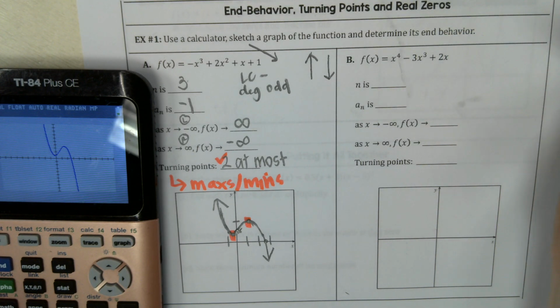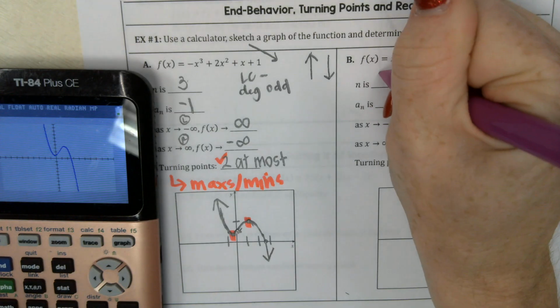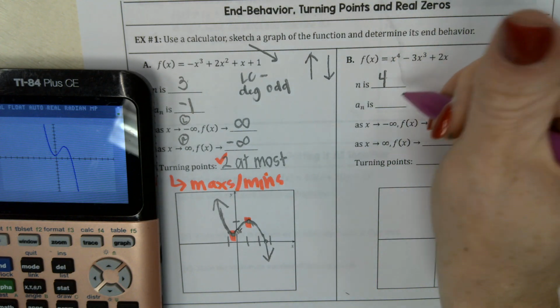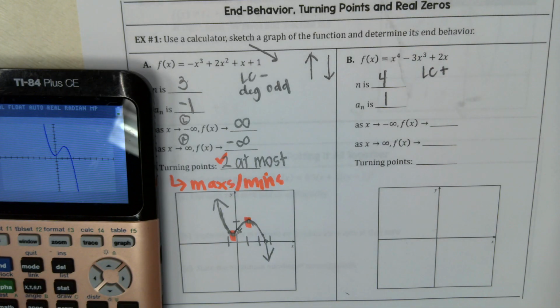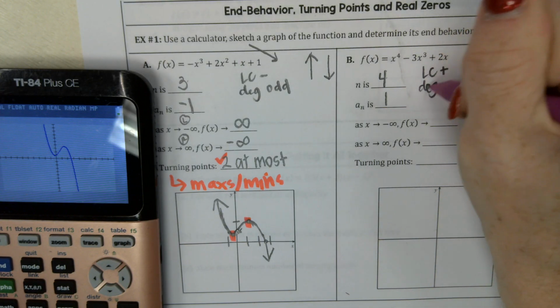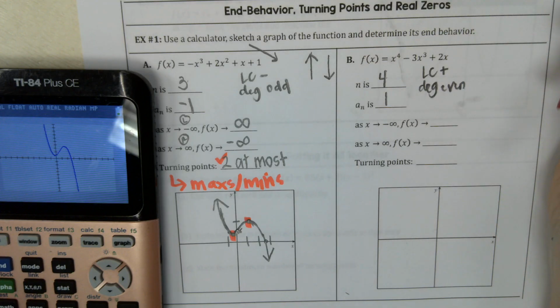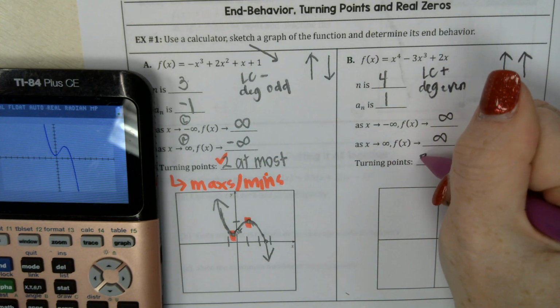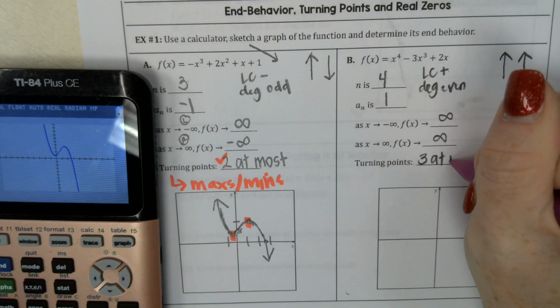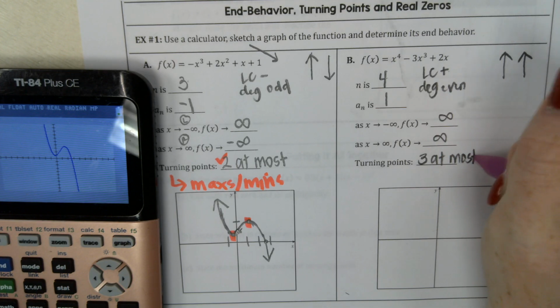What is my degree here? 4. My leading coefficient is 1. Okay, so my leading coefficient is positive, and here my degree is even. Now, if they are even, they go the same direction. And because my leading coefficient is positive, they both point up. So both of these are positive infinity. And then, let's see, I will have 3 turning points at most.